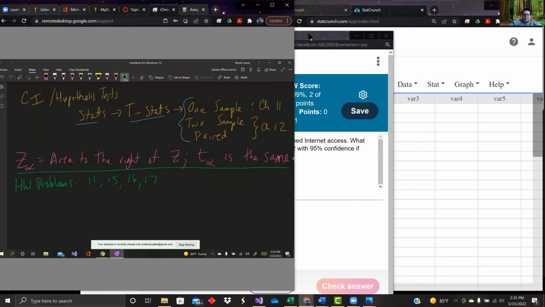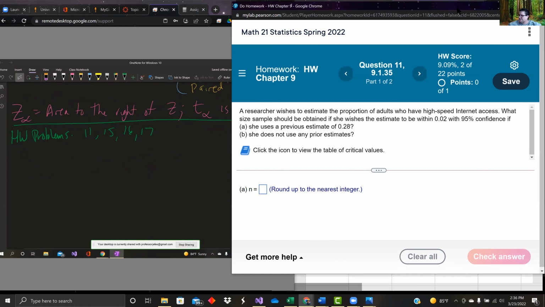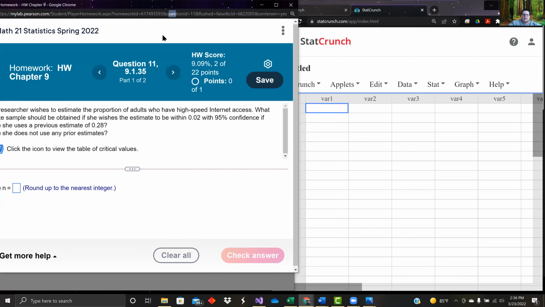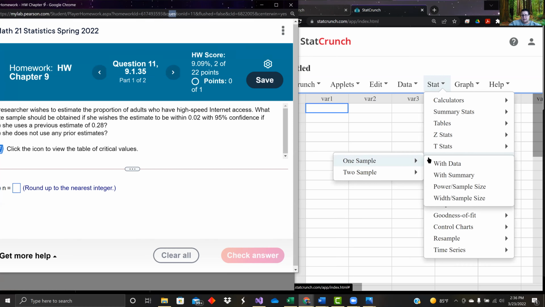So I'm going to click that back on text. Last time I had told you that one of the options was power sample size. This is where we're going to take a look at it right now. I wanted to show that to you. So I'm going to move this back over to the left. And we're going to go Stats, Proportion stats. We've got one sample. And we're not doing with data or summary, we're doing power sample size.